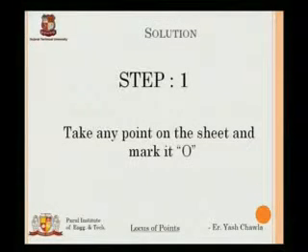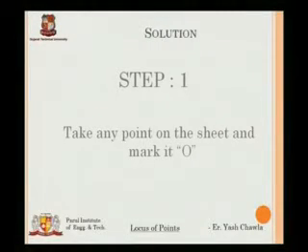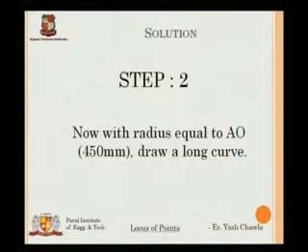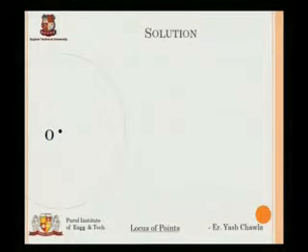The first step of this problem is to take any point on the sheet, irrespective of the space, but you should take it on the left hand side. So we will take any point and mark it as O. The problem begins from this particular point. So what's the next step? Step 2. The first crank is AO. Its length is 450 mm. So I'll take 450 mm on my compass, put the center at O, and draw a curve. This particular curve has its own importance, which will be discussed as we move on.